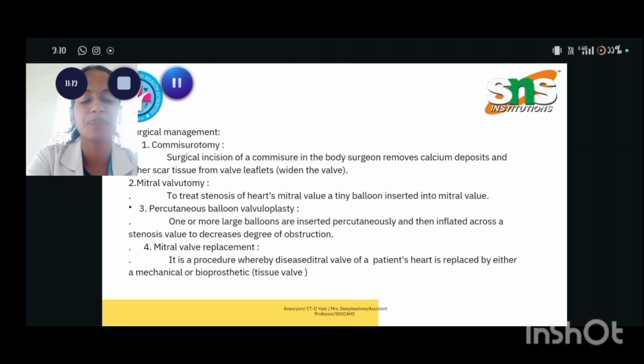The last one is mitral valve replacement. It is the last stage, the last treatment for a patient with chronic RHD. It is a procedure whereby the diseased valve of the patient's heart is replaced by either a mechanical or bioprosthetic valve. Bioprosthetic is a tissue valve. So it is called mitral valve replacement. These are all the surgical management options for RHD.